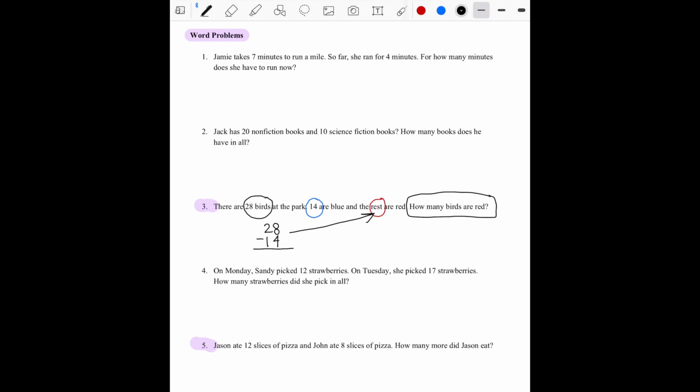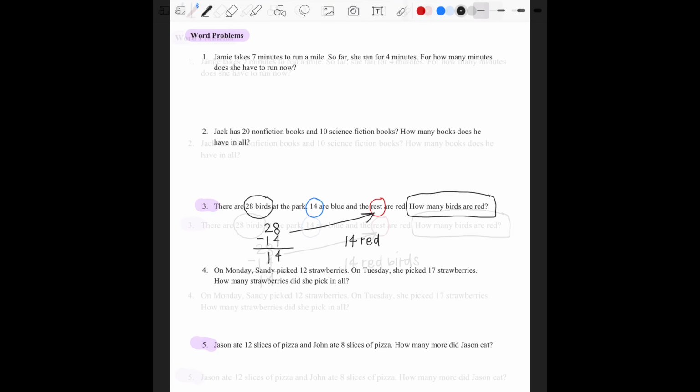Alright, 28 minus 14, 8 minus 4 is 4, 2 minus 1 is 1. So it looks like there are 14 birds that are red in the park. Now remember, it's important to label the units of your answer.